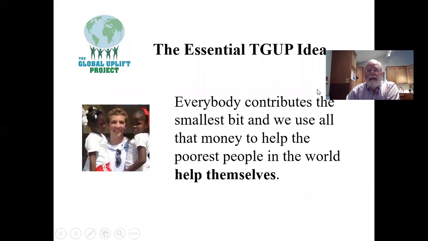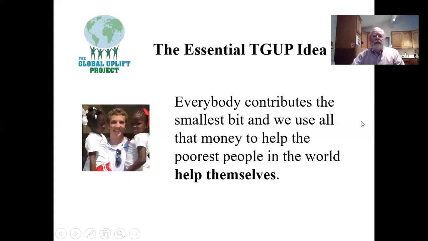The essential idea is this. The essential idea is as simple as could be. Everybody contributes the smallest bit, and we use all of that money to help the poorest people in the world help themselves. That's about 10 seconds.